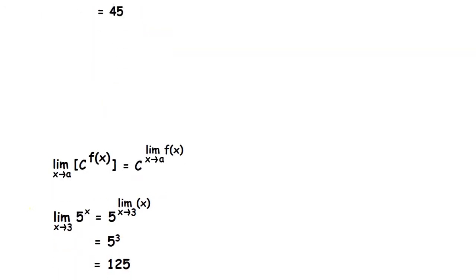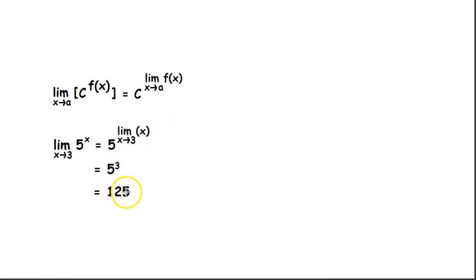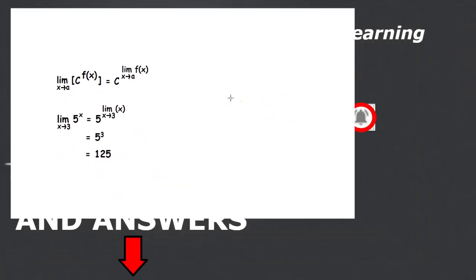So for our next and final property, when we need to find the limit of a constant to the power of a function, here also we can remove the constant out and find the limit of only the function. So if we are given to find the limit of 5 to the power x as x tends to 3, that will be equal to 5 to the power of the limit of x as x tends to 3. So that will be 5 to the power 3, giving us the answer 125. So those are the basic properties of limits.